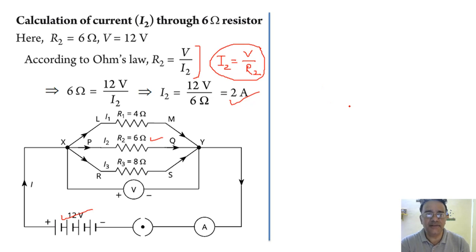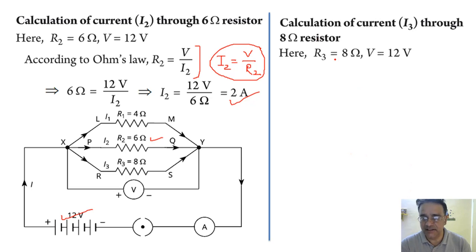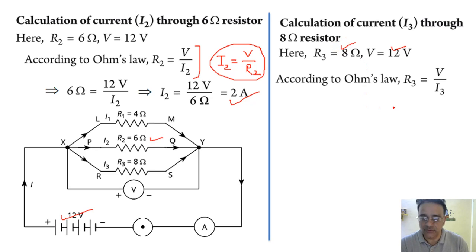Okay, now the last one, the current flowing through the last resistance, that is 8 ohm, R3. So here if we apply Ohm's law, that is I3 is equal to V by R3. So 12 by 8 हो जाएगा अगर directly apply कर रहे हैं तो. Otherwise, ये वाले formula में भी substitute कर सकते हैं, then replace this too.